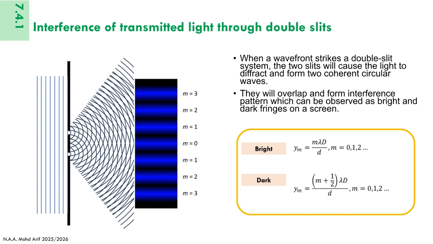The position of bright fringes is given by y_m = mλD/d, and the position of dark fringes is given by y_m = (m + 1/2)λD/d.